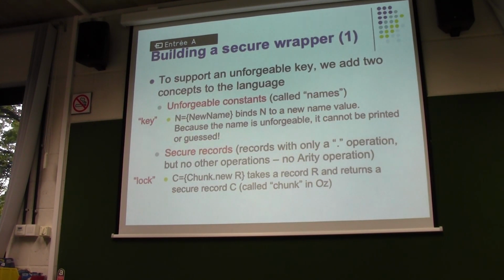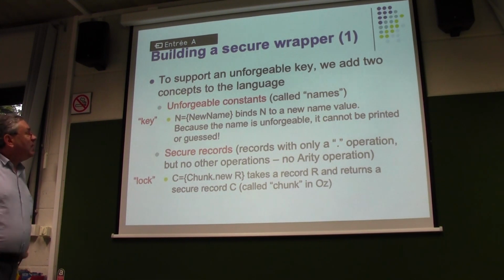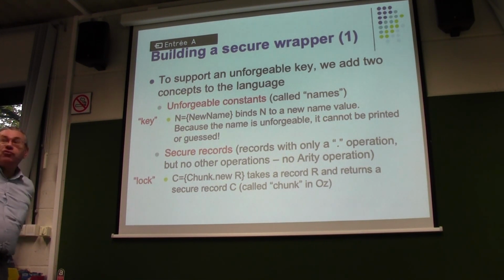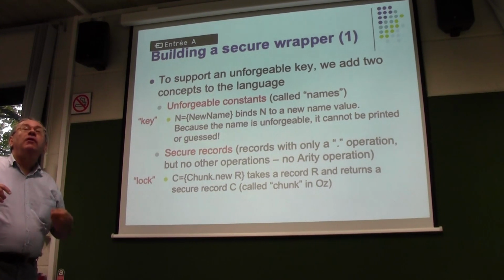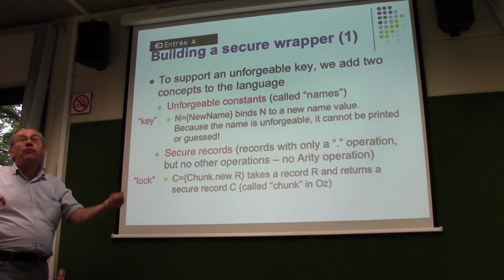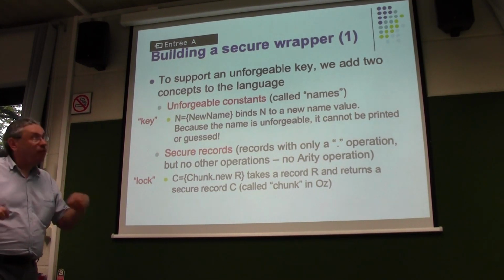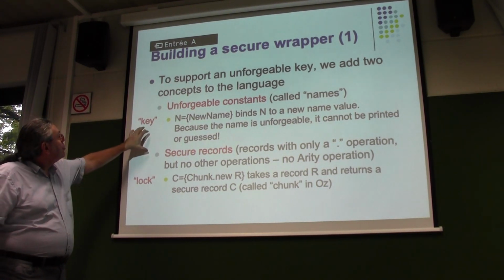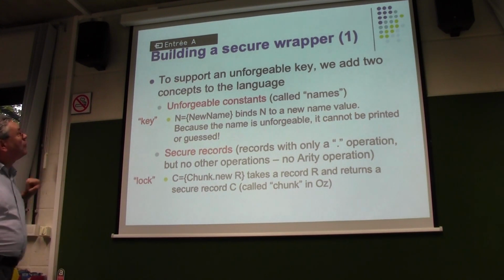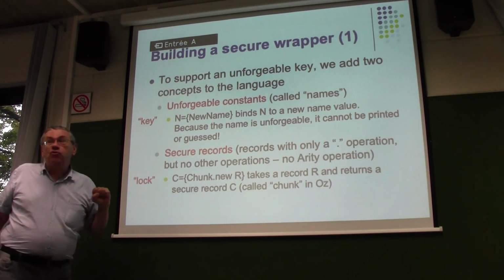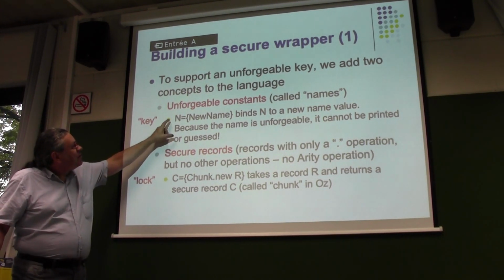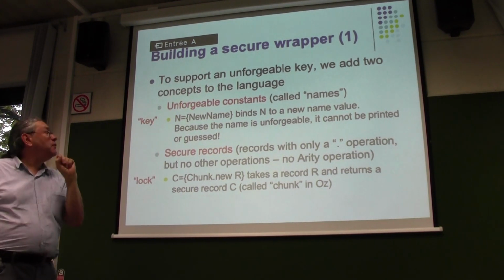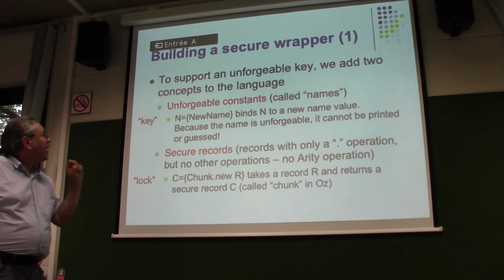So the way to do it is we need to add two things to the language. So it's like a new paradigm. Remember, you have the kernel language and you can add concepts. You add threads, or you add ports, or you add cells, you add threads for concurrency. Here, you need to add two concepts to the language because you cannot just do it without that. One of them is the unforgeable constants. These are the keys. Okay?